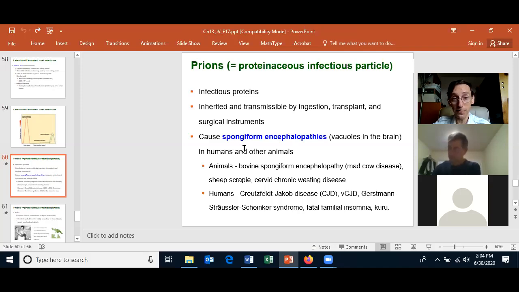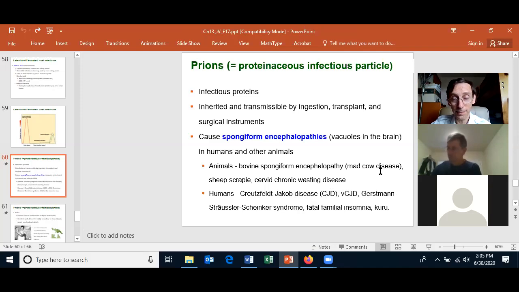It generally causes spongiform encephalopathy, where disease is in the brain and you have vacuoles that look like holes in the brain. That's why it's called spongiform encephalopathy. And the best known case of this was in Britain, where they had an epidemic of mad cow disease, also known as bovine spongiform encephalopathy. And around 150 British humans came down with Creutzfeldt-Jakob disease from eating tainted beef.